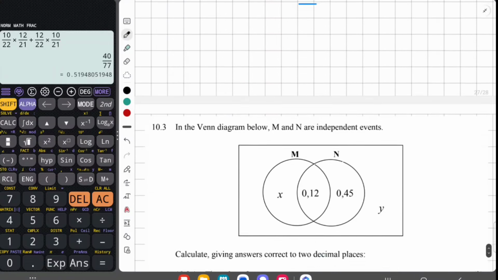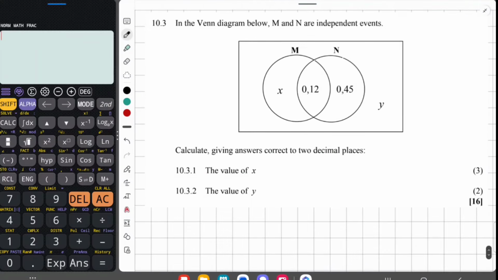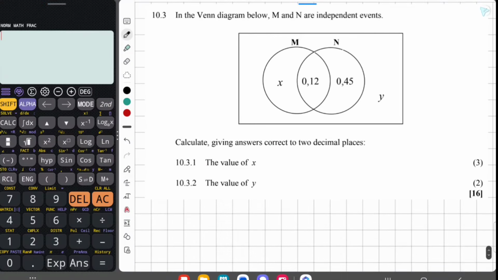Okay, so now we move on to the next question, which is on a Venn diagram, 10.3. So 10.3 says, in the Venn diagram below, M and N are independent events. Okay, that is an important thing to consider. Then we have, calculate, giving answers correct to 2 decimal places. So in 10.3.1, we have to find the value of x.